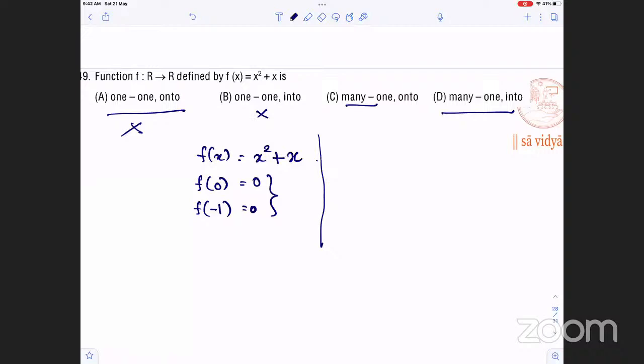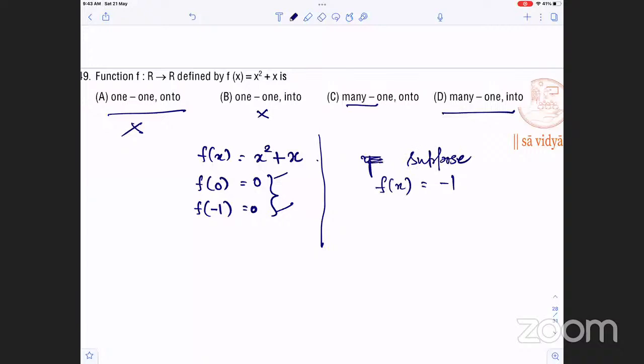I hope the students are following. Have you observed that f of 0 is 0 and f of minus 1 is also 0? So two numbers cannot go to the same number. If it goes like that, it can't be one-one. Next, suppose f of x is equal to minus 1, what will happen? That means x square plus x equals minus 1. X square plus x plus 1 equals 0.